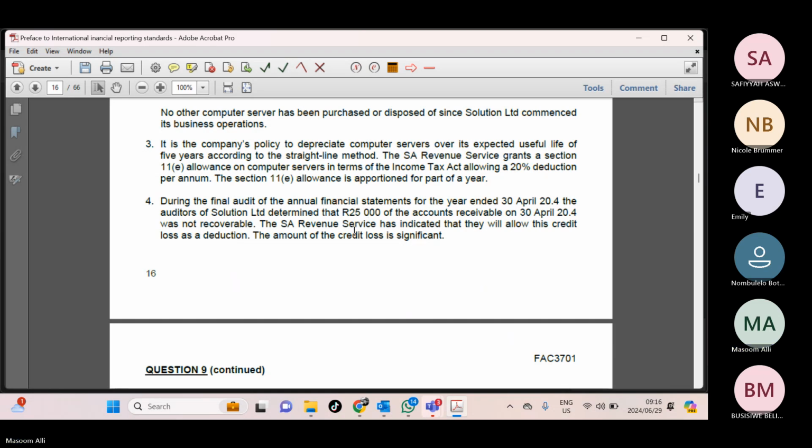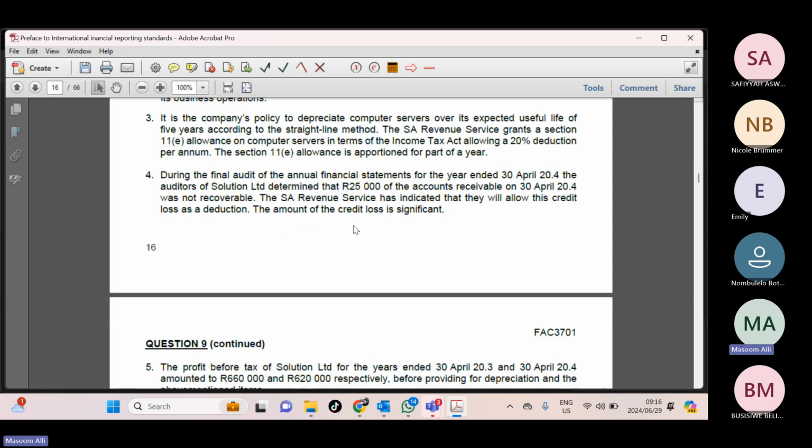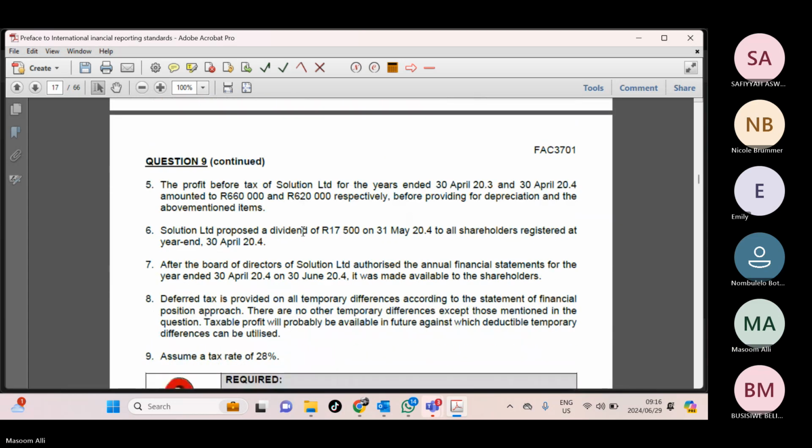Okay. So this is something that needs to be adjusted for, but not for taxation purposes. So there's going to be a difference over here, right? So that's basically what that is telling us, right? The amount of the credit loss is insignificant, so that's fine. The profit before tax of Solution Limited for the years ended 30 April 2003 and 2004 amounted to 660 and 620 respectively, before providing for depreciation and the above mentioned items. So that's great. Okay, that's information.